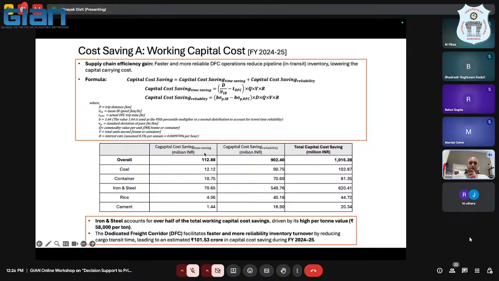So the travel time savings gives you around 112 million INR, and the reliability savings gives you 902 million. So the majority of your savings comes from reliability, from a working capital cost perspective. And the final thing is, if you add both of them up, you get 1000 million, which is, I think, 101 crores.